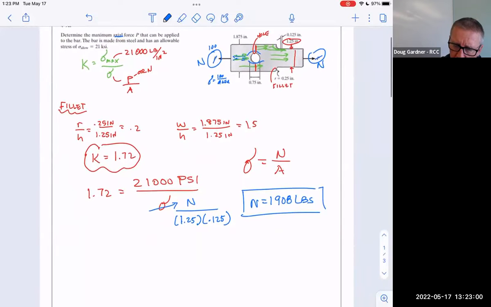How are we doing? Going too fast? Makes sense? How do you know to do the fillet first? No, it doesn't matter. I'm just doing them both. I just picked it randomly.